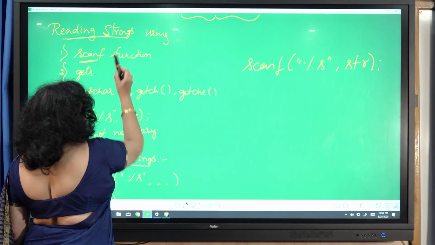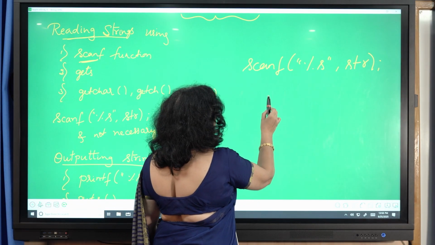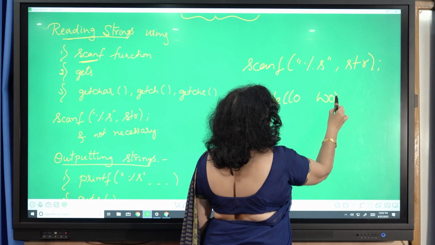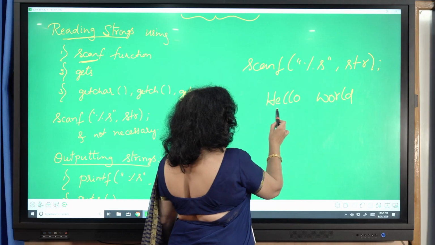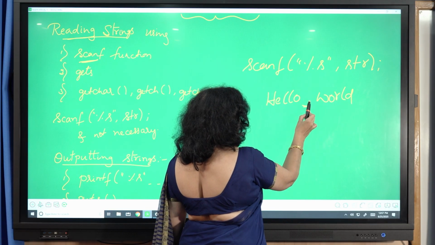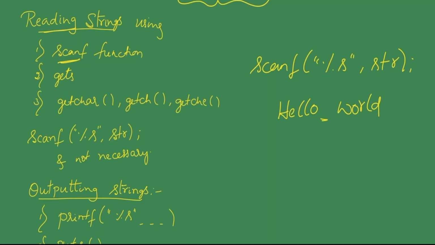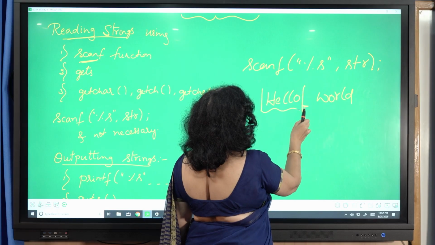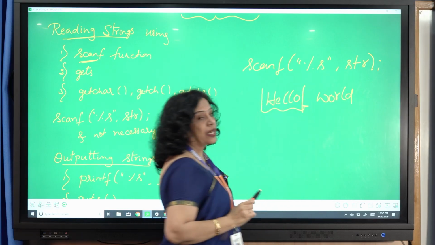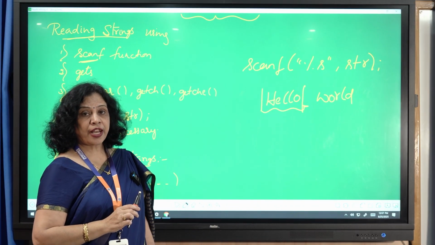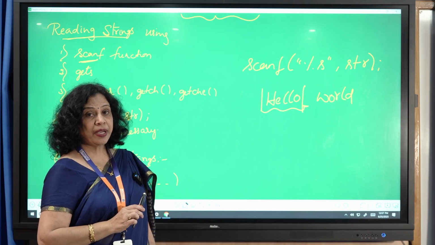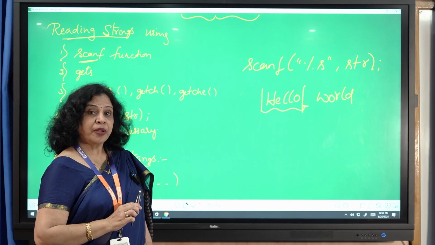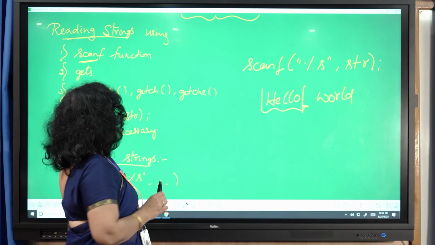Now, the scanf function has a limitation. Say you want to input "hello world". This is the string you want to give. Once it sees the white space or a blank, it is going to end at that. So only "hello" is taken, "world" is not taken if you are using scanf with %s. That is the limitation: the scanf function does not accept blank spaces or white spaces.